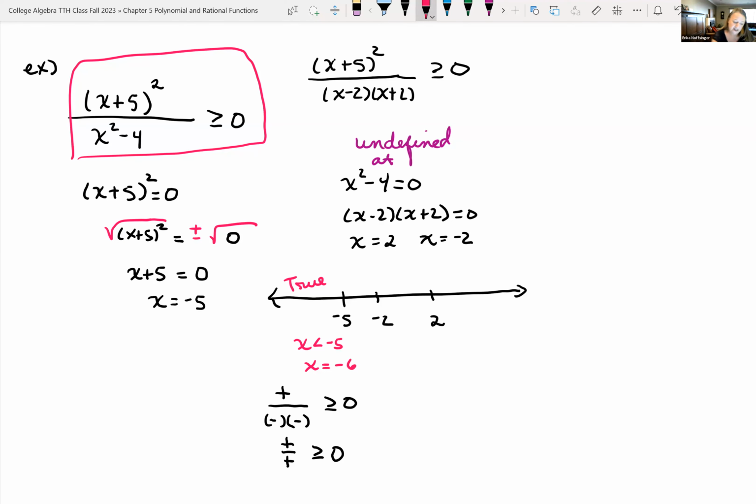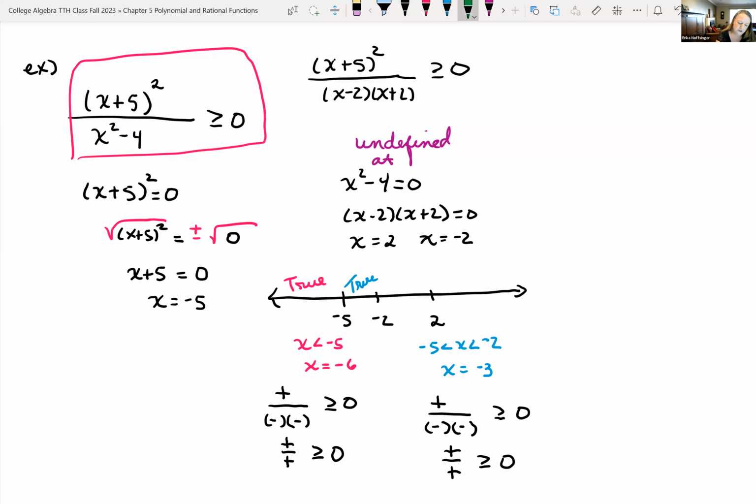Choose a number between negative 5 and negative 2, how about x equals negative 3? So negative 3 plus 5 quantity squared, that's always going to be positive. Negative 3 minus 2 is a negative number. And negative 3 plus 2 is also a negative number. Is that greater than or equal to 0? Yeah, a positive over a positive is greater than or equal to 0. So this is also true.